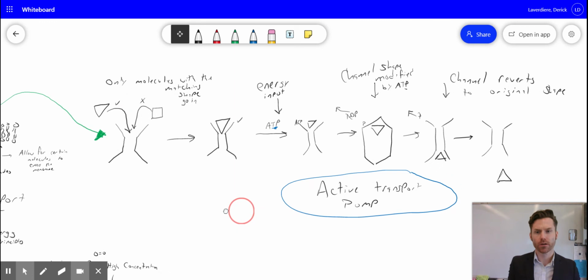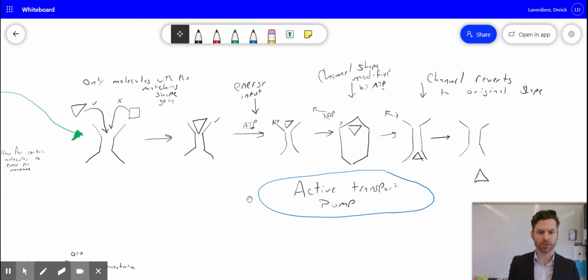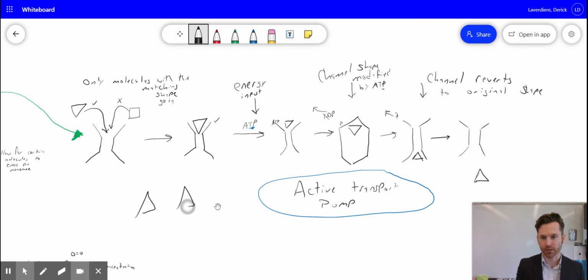So again, we're moving from an area of low concentration to an area of high concentration. So let's put a lot of triangles inside the cell down here. Let's say there's a lot of triangles down here.